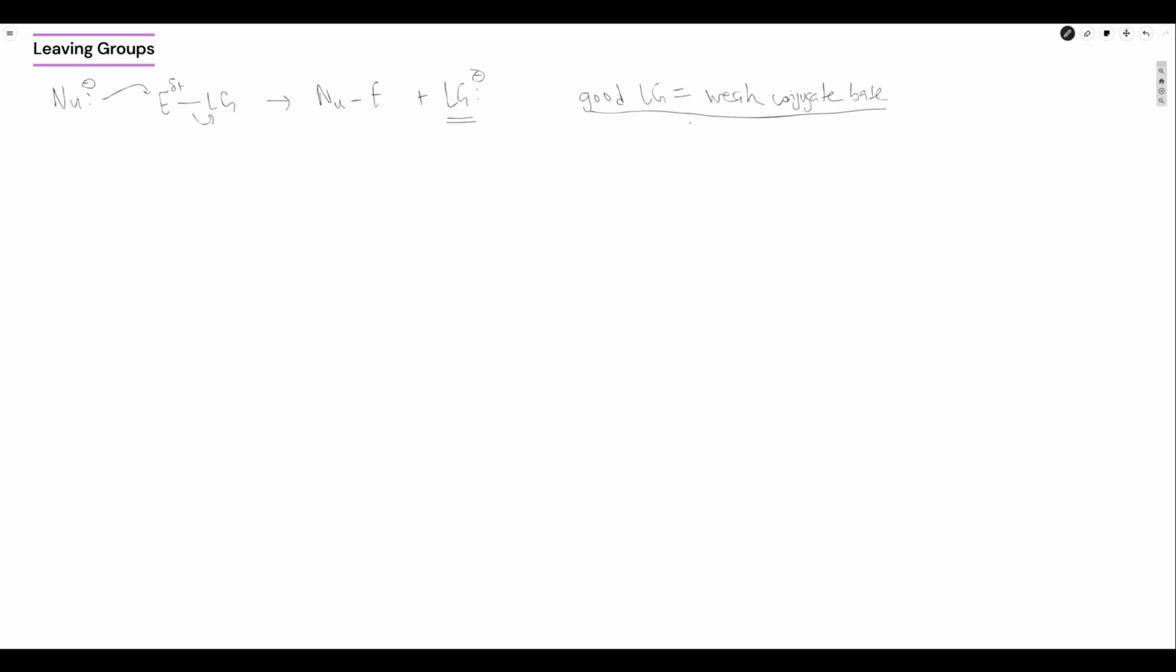And the answer is basically how stable it is after it leaves. That's what determines whether something is a good leaving group or not. And that's also what determines whether something is a weak conjugate base or not. The weak conjugate base is very stable after it gets deprotonated.